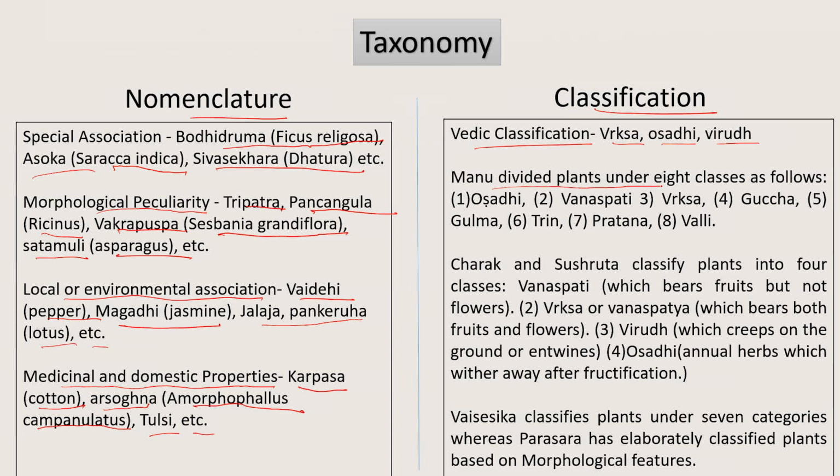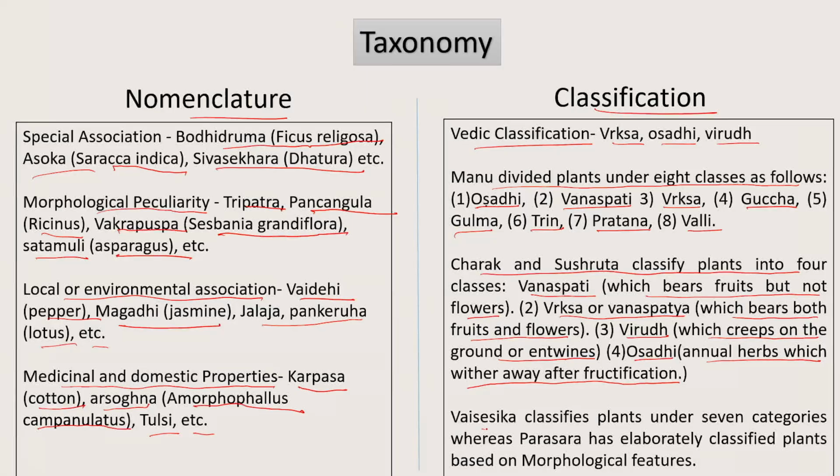Manu divided plants under 8 classes as follows: Aushadhi, Vanaspati, Vriksha, Guchha, Gulma, Trina, Pratana, Valli. Charak and Sushrut classified plants into 4 classes: Vanaspati, which bear fruits but not flowers; Vriksha or Vanaspatya, which bear both fruit and flowers; Virudh, which creeps on the ground or entwines; Aushadhi, annual herbs which wither away after fructification.